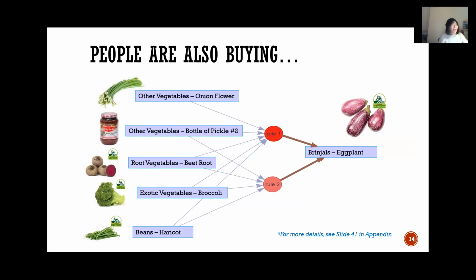Brinjal, the right-hand side item in row 1 and 2, is associated with onion flour, bottle pickles, beetroot, broccoli, and haricot, which are left-hand side items. As the left-hand side items are more likely to be determinant factors, I can recommend and tell customers, hey, people are also buying brinjal. Would you like to add it to your basket?